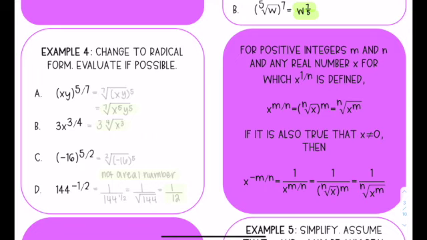So let's go ahead and look at example number 4. We want to change to radical form and evaluate if possible. So we have xy raised to the 5/7. The denominator becomes the index on our radical, so this is now going to become a 7th root. And then our xy is just raised to the 5th. And so what we can do is raise both the x and the y to the 5th power. So what we end up getting is x to the 5th and y to the 5th underneath our 7th root.